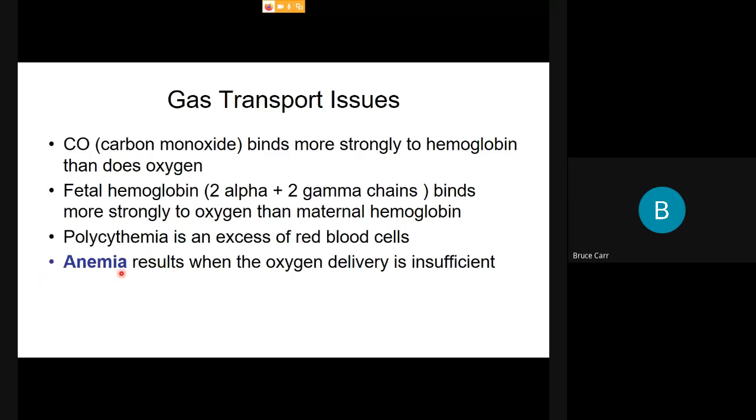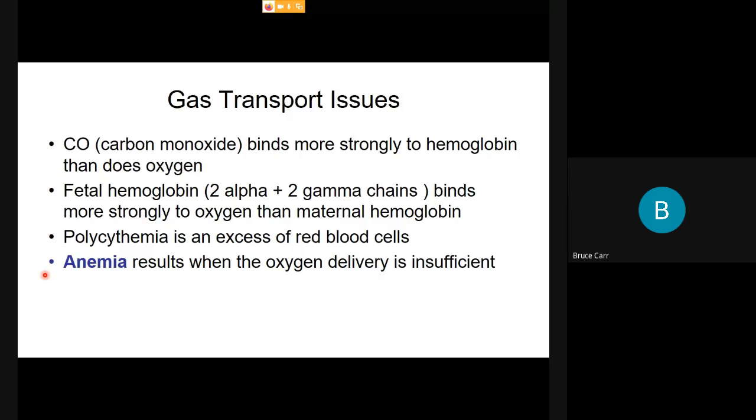Anemia results when oxygen delivery is insufficient. I want you to look right here at this definition and try to secure it in your mind. This is one of the most confusing points, because people have been taught about iron deficiency anemia or hemolytic anemia. The anemia is not a specific cause, it is a symptom. If your tissue is getting insufficient oxygen, there's a reason, and you look for the specific reason.